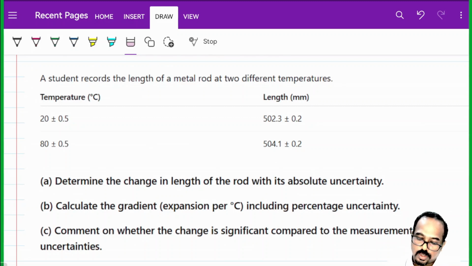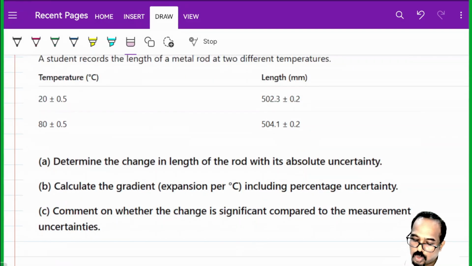What is this question first? A student records the length of a metal rod at two different temperatures. Temperatures are given 20 ± 0.5, 80 ± 0.5, right? With uncertainty, they have given the values. Length 502.3 ± 0.2, 504.1 ± 0.2. These are the values. Length is changing with the temperature. Temperature increases, length is increasing, right?